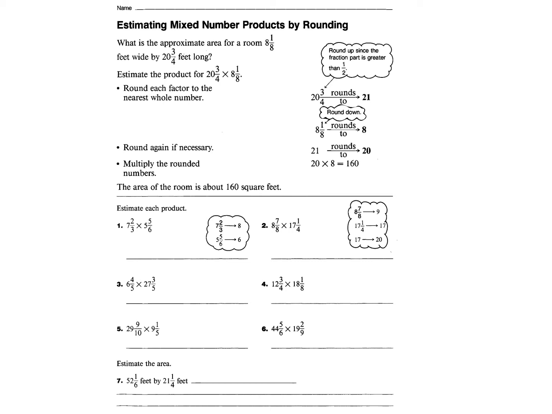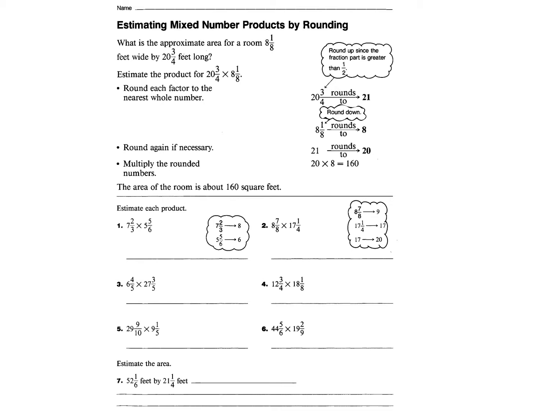Estimating mixed number products by rounding. What is the approximate area for a room 8 1/8 feet wide by 20 3/4 feet long? Estimate the product for 20 3/4 times 8 1/8. Round each factor to the nearest whole number.